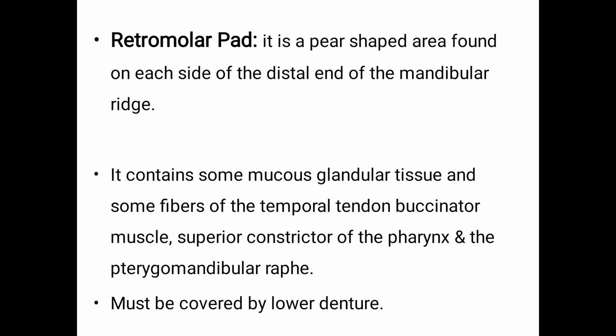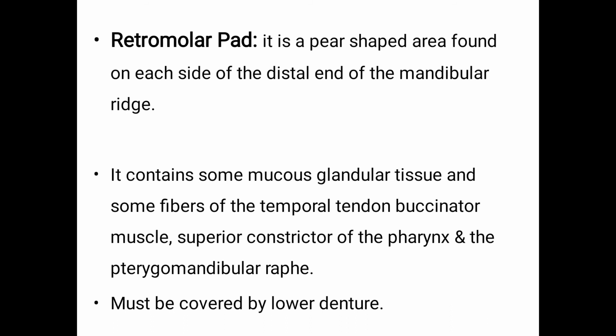The retromolar pad area is a high yield anatomic landmark in the mandible. Very important. It is a pear shaped area found on each side of the distal end of the mandibular ridge. In the maxilla the distal end of the maxillary ridge was the tuberosity, which we talked about. The retromolar pad is the distal end of the mandibular ridge.